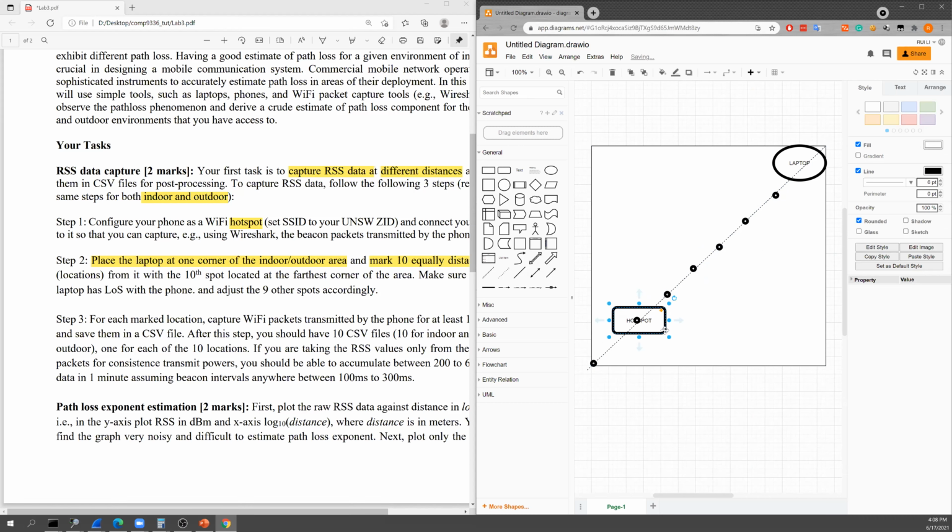So you just move your hotspot to every single spot again and again, and you will get 10 different files. Here is 1, 2, 3, 4, 5, 6, only 7 here, but we should put 10 spots on this line. Okay. Another important thing is to make sure the laptop has LOS. So what is LOS? This one is very important.